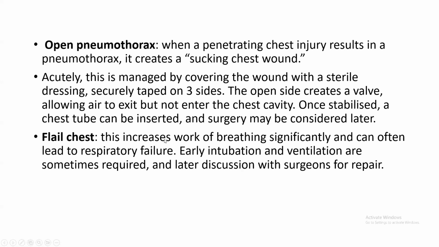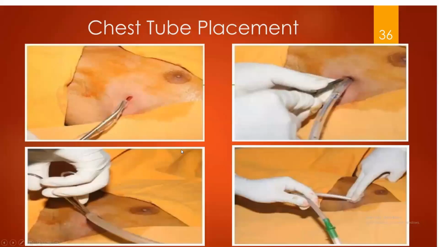In flail chest, the work of breathing increases significantly and can often lead to respiratory failure. Hence, early intubation and ventilation are sometimes required. And this is the technique to place the chest tube. We bluntly open the chest at the fourth intercostal space, mid-axillary line, above the fifth intercostal space, and the chest tube is inserted and connected to the chest drainage bag.